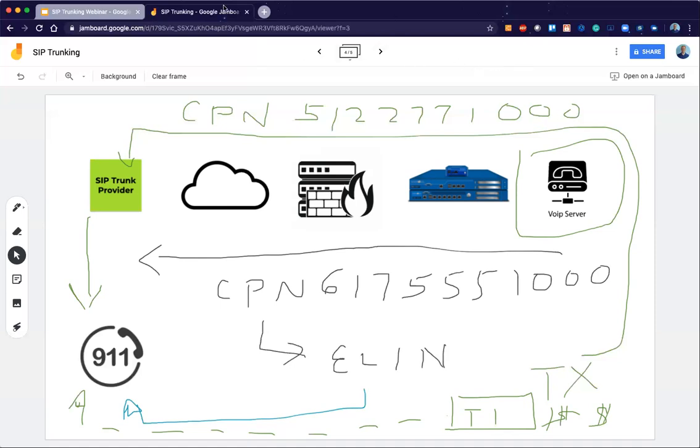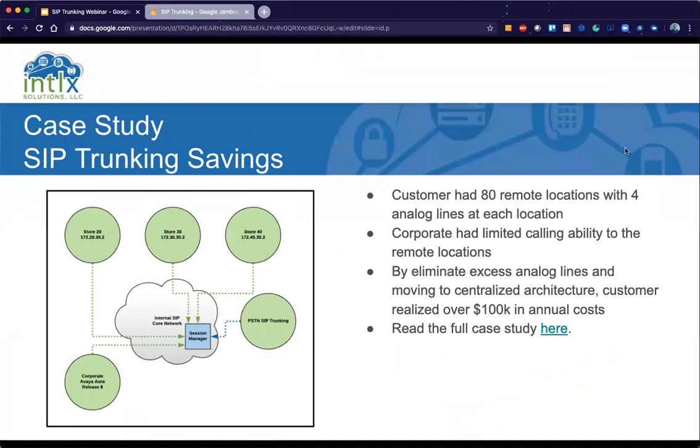And then I'm going to bounce back over here to the presentation, and I'm going to talk a little bit about cost savings with SIP trunking. We've done quite a few of these SIP trunking cutovers with different customers in different verticals, different sizes, from a few hundred users to tens of thousands of users. They all have different reasons for doing it. Some of them, a lot of similarities like we talked about earlier with the decentralization, the number flexibility, the business continuity. Like with most companies, a lot of it's driven by cost savings, right? How much money can we save by doing this?